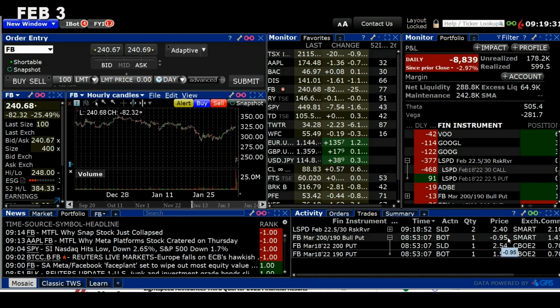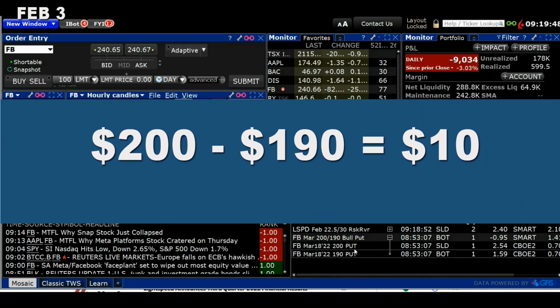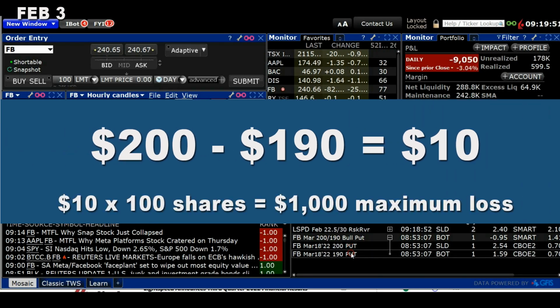And the reason I want to do a spread here and not just have a $200 put and that's it is because if the stock price goes way down for some reason, it goes to like 150, I'm only losing the money between 200 and 190 because I'm covered if the stock goes below 190.